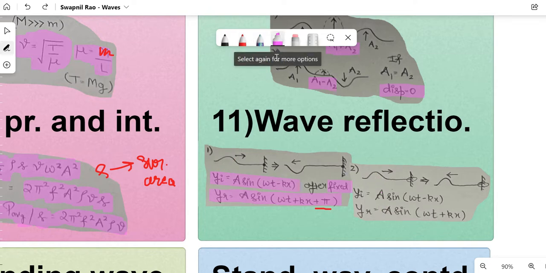And the next case would be, as you can see, when this wave is moving like this and it hits a loose end. This is a loose end, or a free end basically. It's also called a free end. And when it hits this free end, it will go back like this. It won't be like how it was in this case. It will go back like this itself. So that plus phi term won't be there.